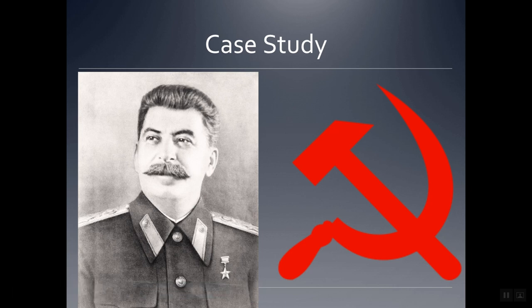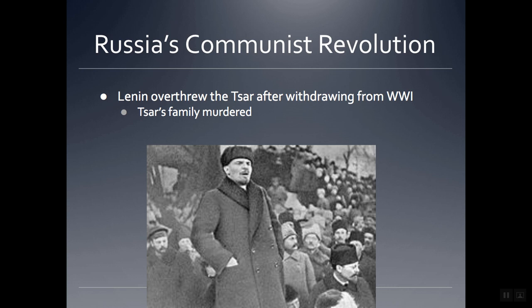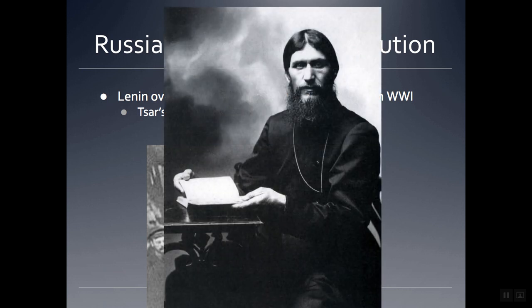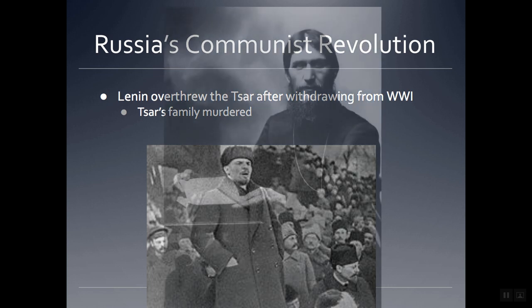So we're going to do just a case study on this man, Joseph Stalin. I know that you are familiar with him because of the activities we did in the Russian Revolution last unit, but I'm going to run through that revolution real quick. So this guy here, Lenin, overthrew the Tsar, and after they captured him and then withdrew from World War One, the Tsar's family was held captive for a while and then brutally murdered. You remember this guy here, Rasputin, who had a lot of power in the Russian court, and was one of the reasons that the Tsar was overthrown.